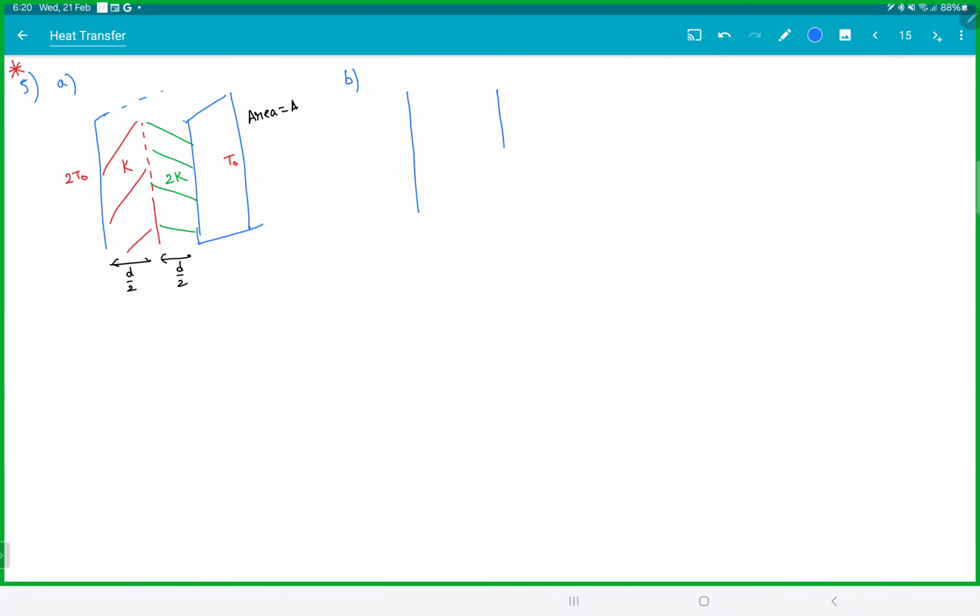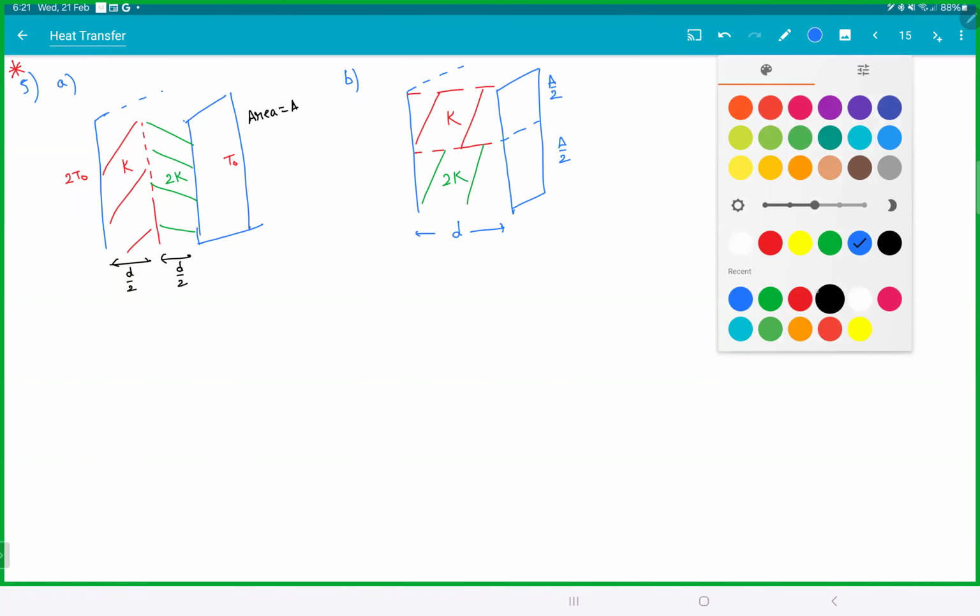The second case, I'm not drawing the full thing now. You filled up the top part of the room with K, the lower part of the room with 2K. Here the area is A by 2, area is A by 2, and the width is d. Again, heat is flowing from left to right.